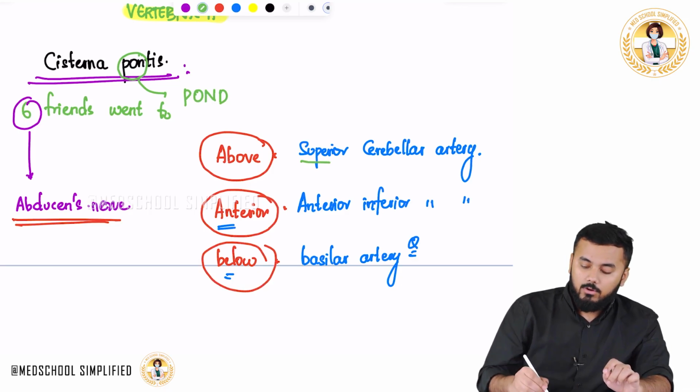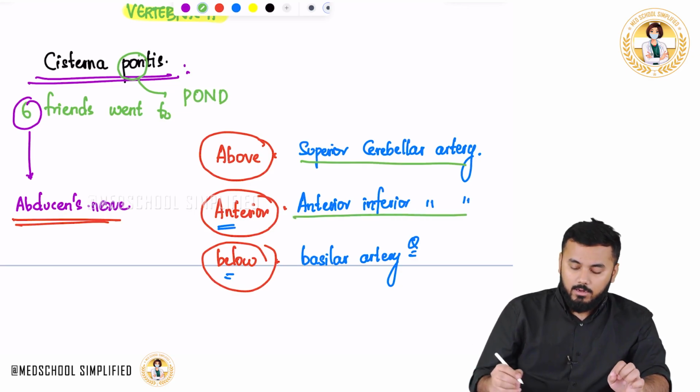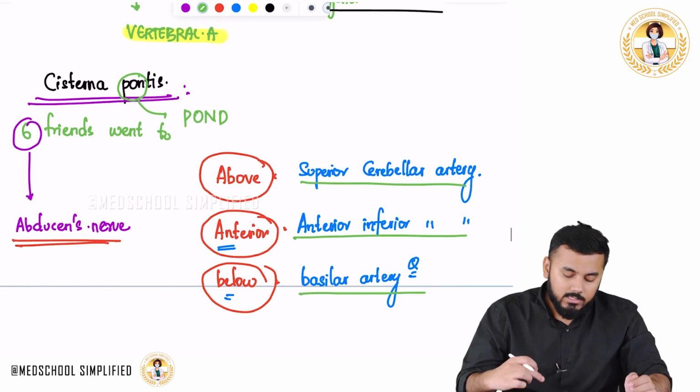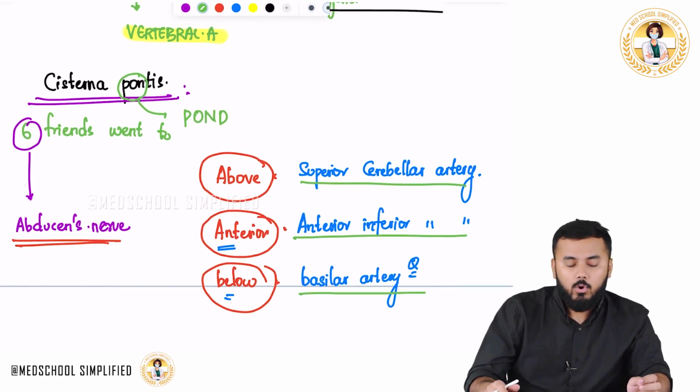So from the top when you look, this is called as superior. From the anterior side is anterior inferior. From below it is basilar artery. Okay, so these are the nerves as well as the arteries that are located within the cisterna pontis.